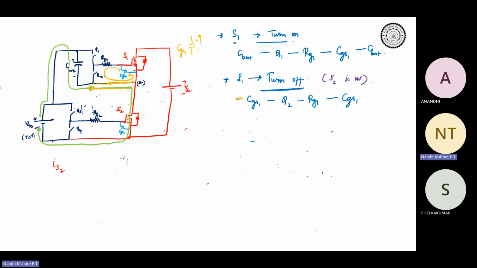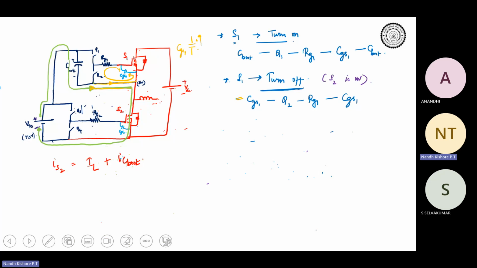So IS2 will be equal to both the load current, whatever the load current is, we don't know. Let's say this is a buck converter. There will be the load current as well as the charging current of C boot. So yes, it is both the charging current of C boot as well as IL. That is IS2, agreed.